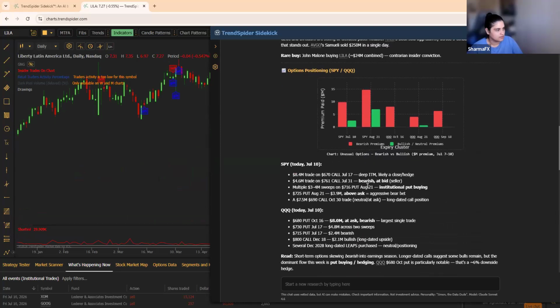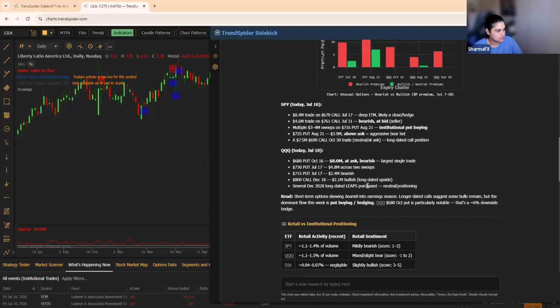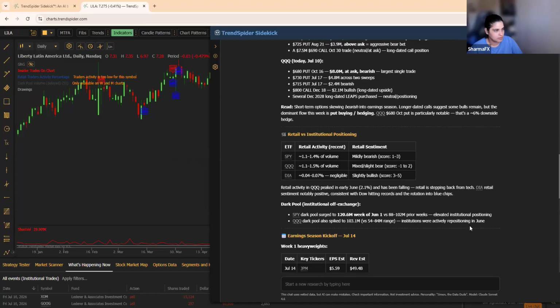All right, let's continue down with options data here as well. Just giving the summary: basically, short-term options skewing bearish into earnings season. Longer dated calls suggest some bulls remain, but the dominant flow this week is put buying hedging. With NASDAQ, the 680 October put is particularly notable. That's a 6% downside hedge that the market is preparing for going into next week. Retail activity in NASDAQ peaked in early June and has been falling since. Retail is stepping back from tech. Dow Jones retail sentiment is notably positive, consistent with Dow hitting records in the rotation to blue chips.